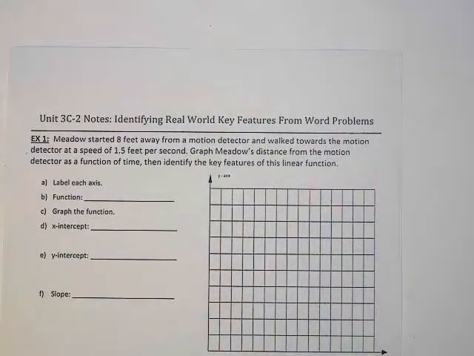It says Meadows started 8 feet away from a motion detector and walked towards the motion detector at a speed of 1.5 feet per second. Graph Meadows' distance from the motion detector as a function of time, then identify the key features of this linear function. Okay, so let's go back through.